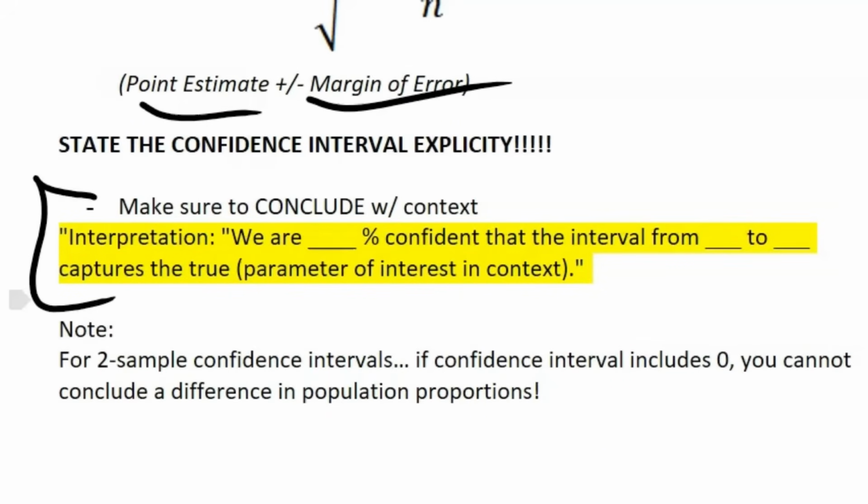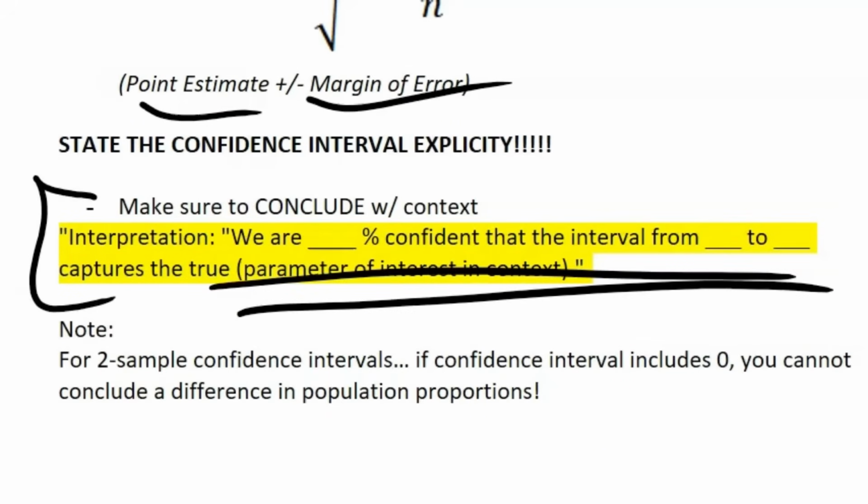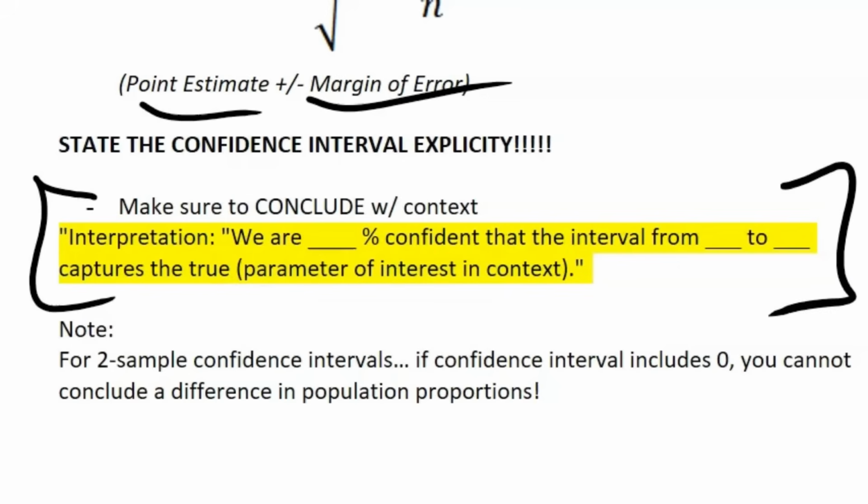And finally, conclude, right? That's the last part, just conclude within context. So you can see, again, this interpretation part deals back with our confidence interval and how to interpret it. So really have that down and do lots of practice problems to hammer it in.